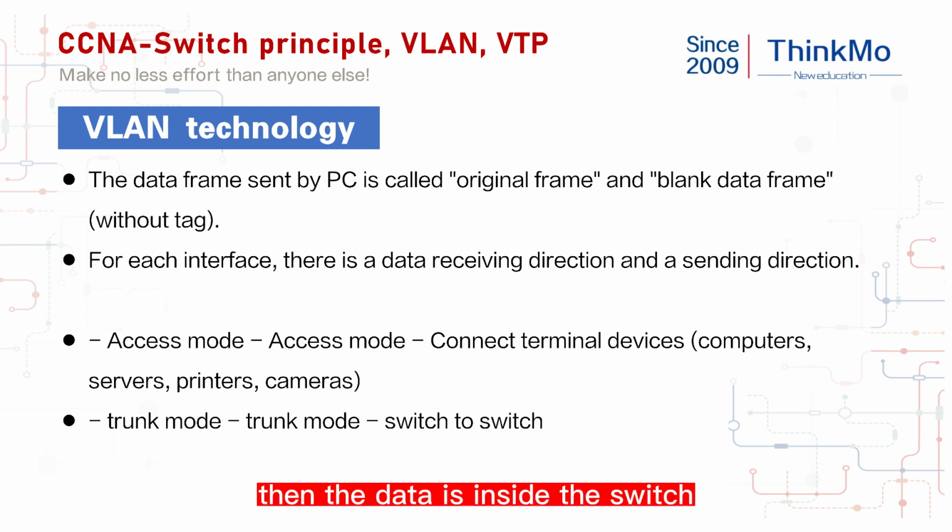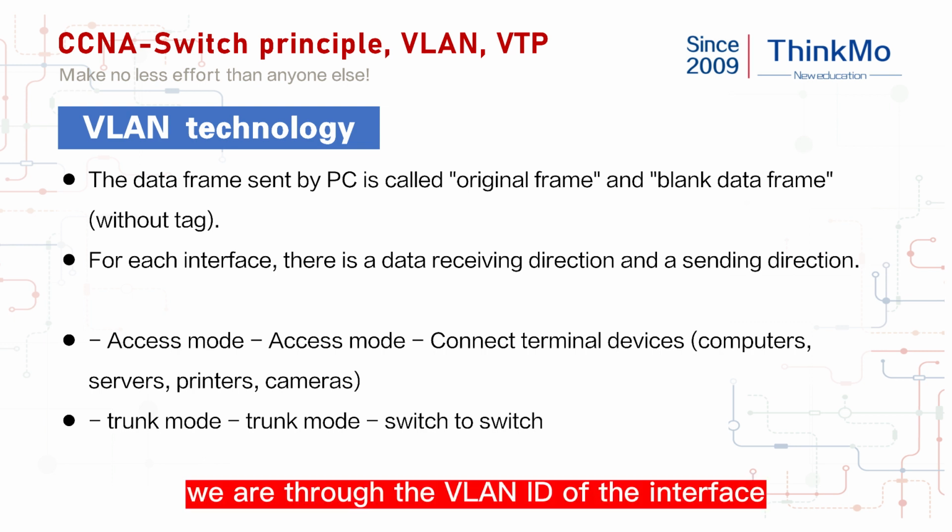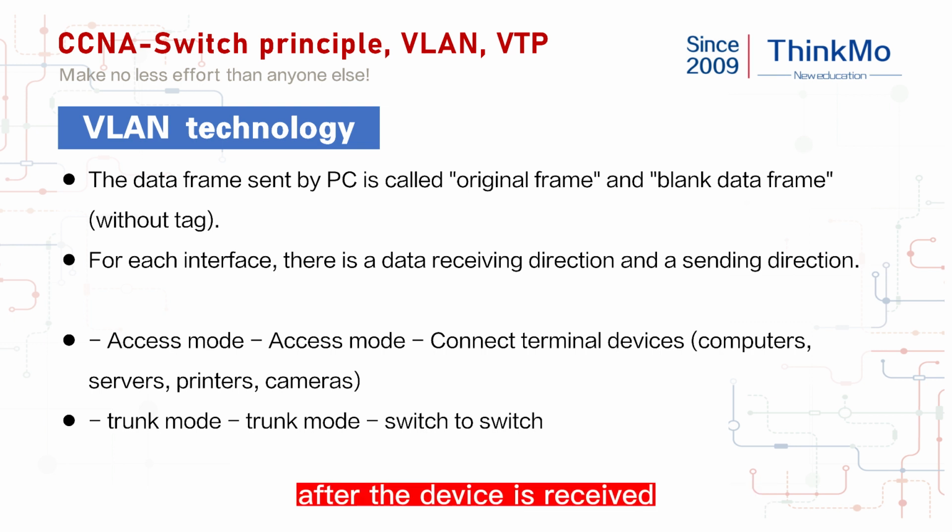Then the data is inside the switch. How can I forward it with an ID number? We go through the VLAN ID of the interface. So the default port of the switch belongs to VLAN 1. After the device receives it, the tag is 1.